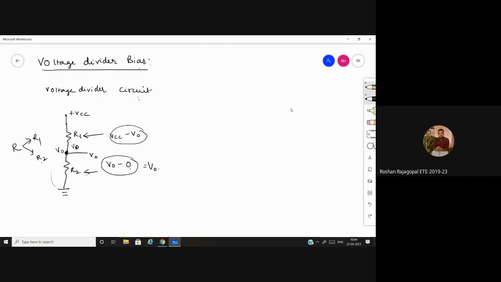Because the condition for parallel is that the voltage drop across the two ends should be the same. See, before connecting this plus VCC, usually how we will find the resistance is we are going to remove the voltage sources, right? In network analysis you have studied Thevenin's theorem. You are going to deactivate the sources, and you are going to consider only the equivalent resistance.